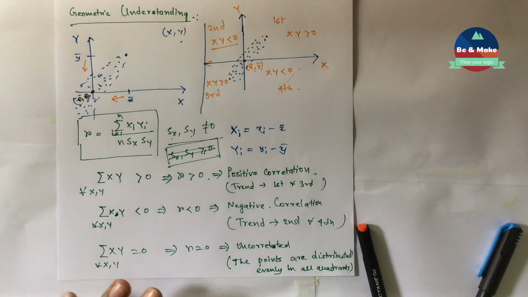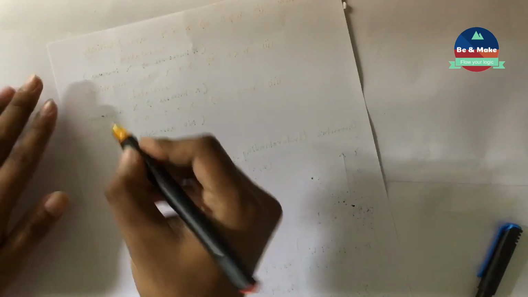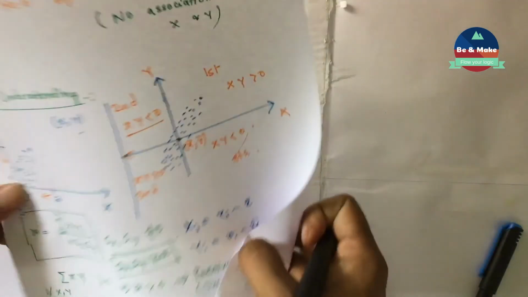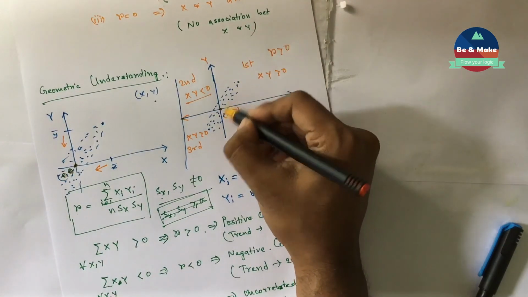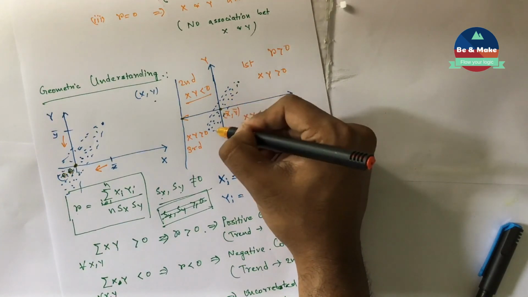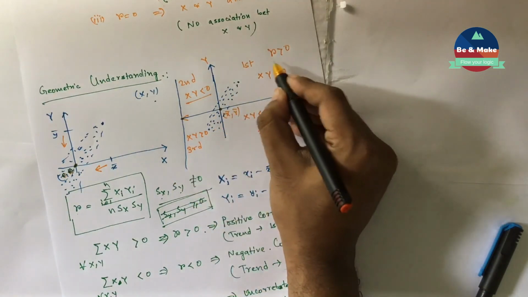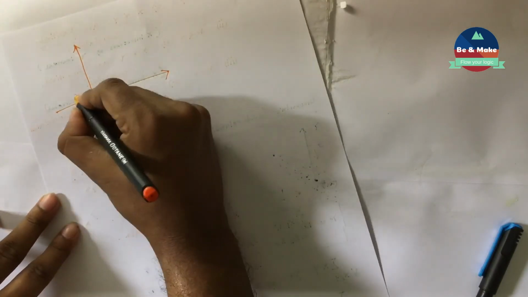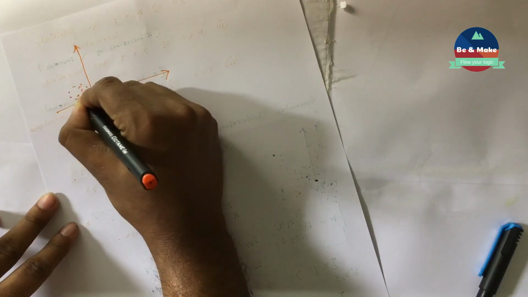Okay, so this is all about the geometry. For the negative correlation, the picture will be something like that. This picture is nothing but the positive correlation, so this is R greater than 0. You can see that the trend in the points is mostly in the first and third quadrant, so of course the summation of xy will be greater than 0 for that particular figure. And in this picture, most of the trend will be in the second and the fourth quadrant.